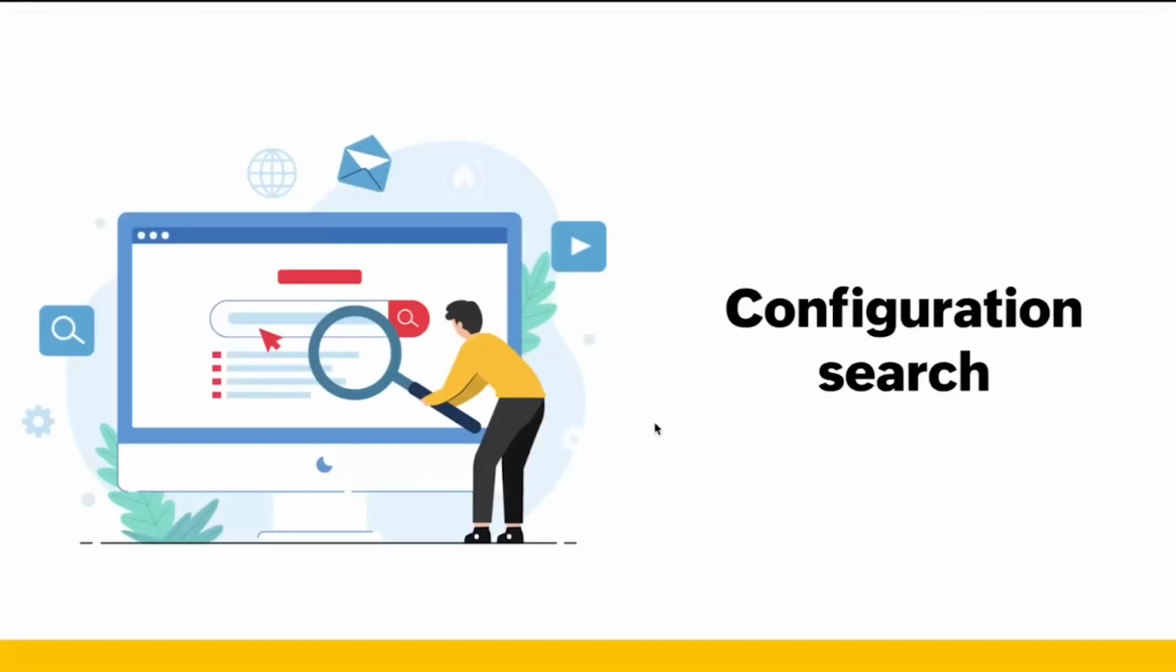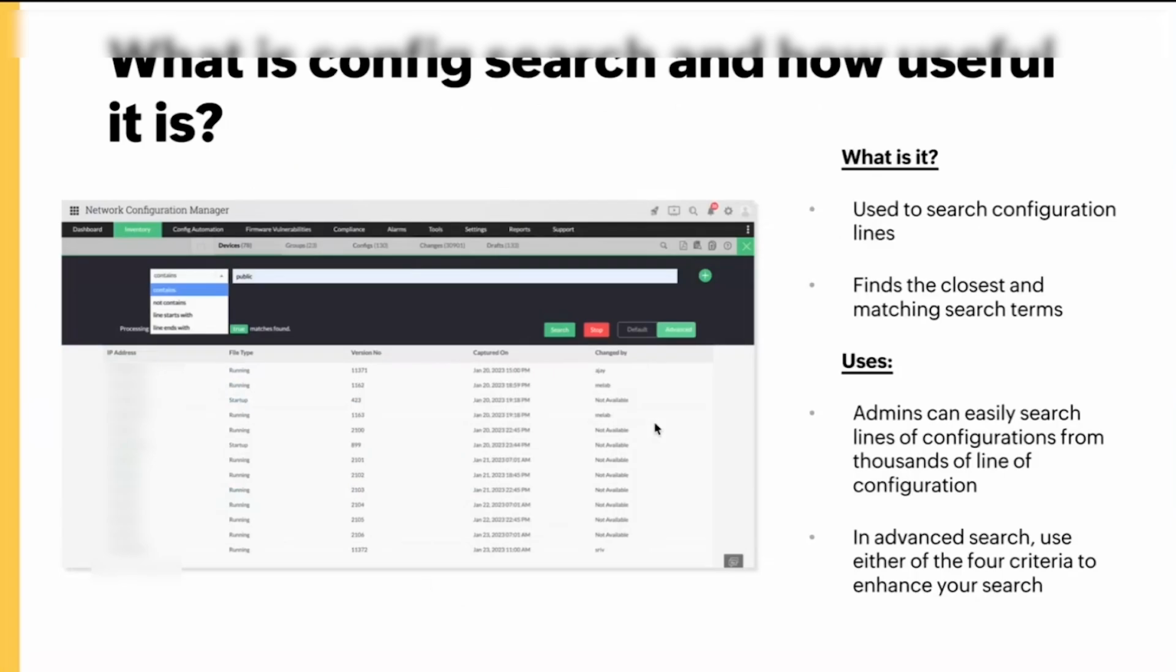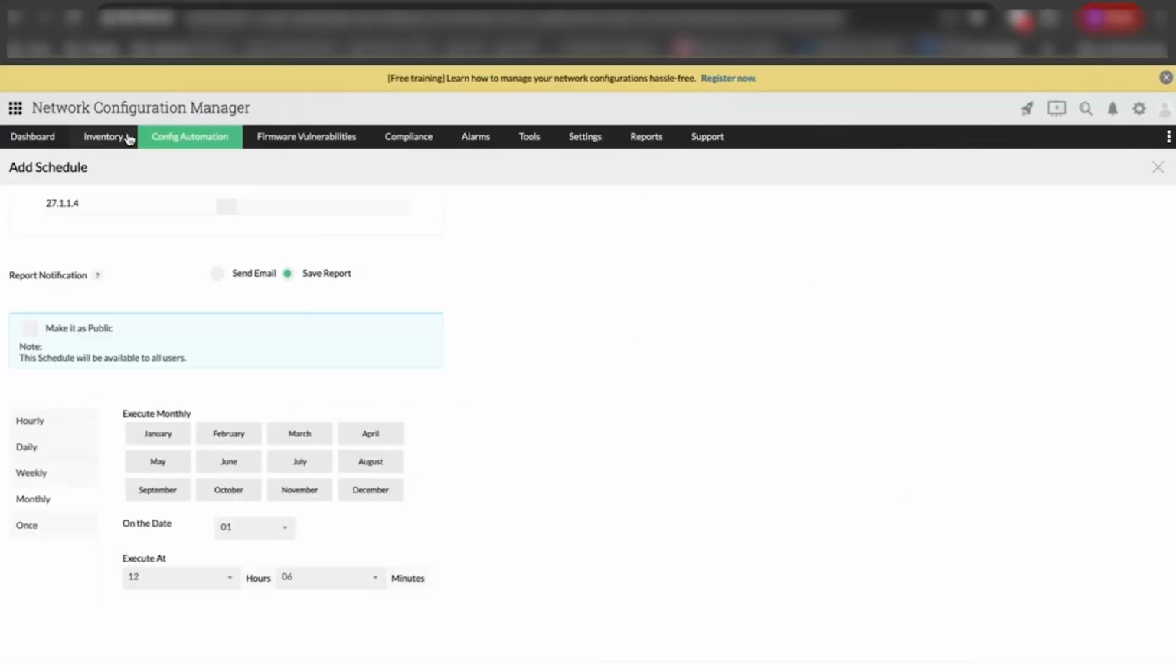Why this configuration search is required is that it can be used to locate a particular string, word, or anything in a configuration file. Let's say you have a large configuration file of more than 1,000 lines. The user cannot be scrolling and searching through each and every one of those 1,000 lines for a particular keyword. Instead, the user can use this configuration search option and find anything instantly. So let me show you that.